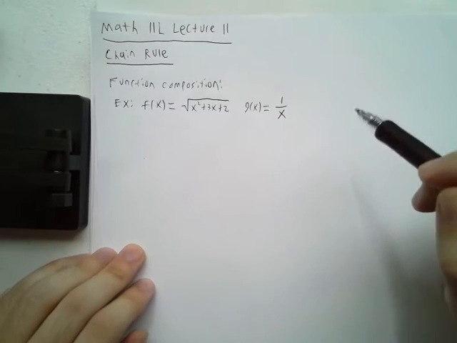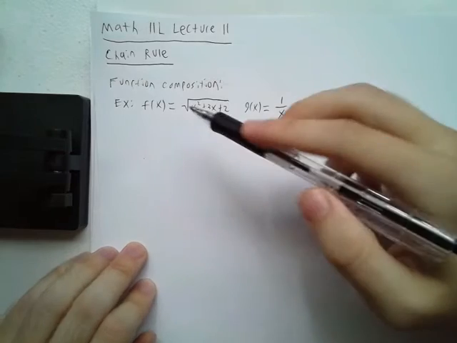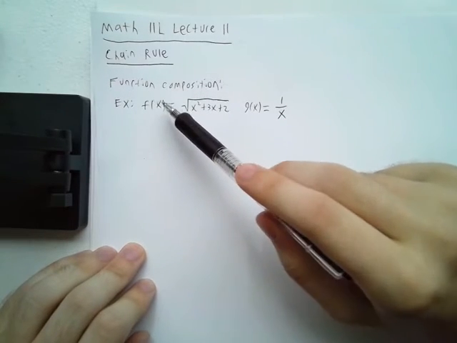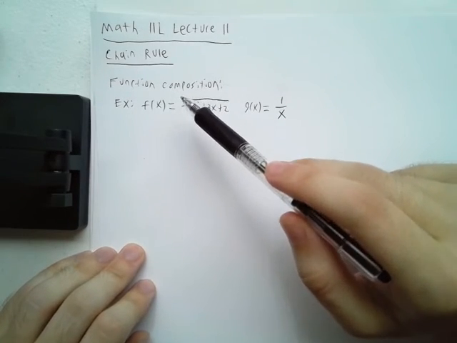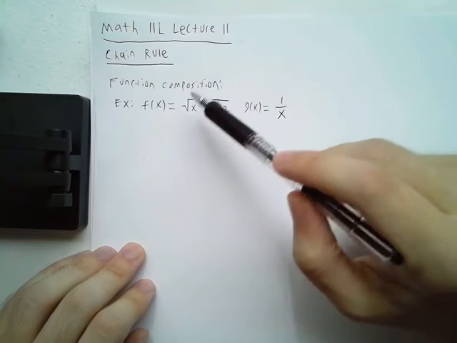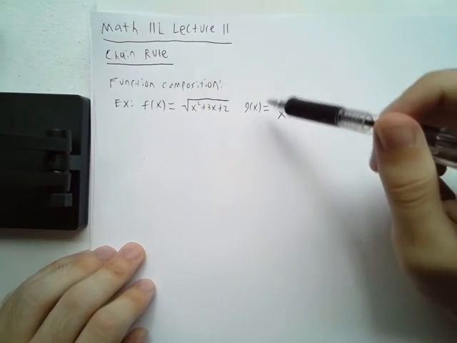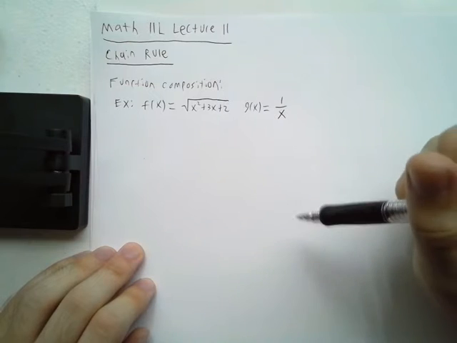So today I'm going to be talking about the chain rule. The chain rule involves finding derivatives of compositions of functions. Basically, function composition is when you take one function and you plug it inside of another function.